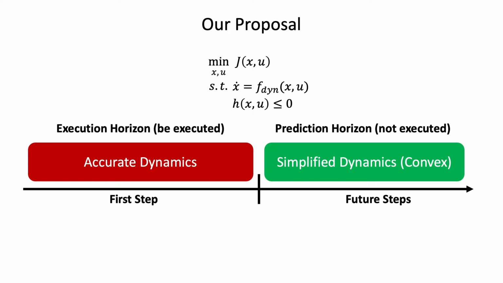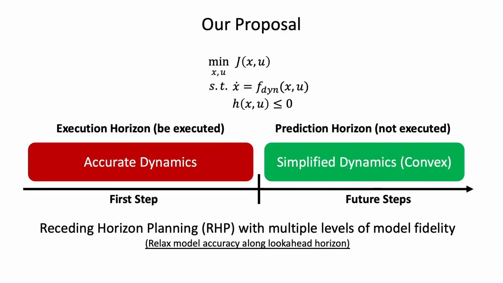Although the execution horizon needs to be planned with an accurate model to ensure the motion for execution is dynamically consistent, we hypothesize that the prediction horizon can use simplified models to guide the decisions of the execution horizon, which can reduce the overall problem complexity. In particular, we focus on planning centroidal trajectories and we look for valid convex relaxations for the prediction horizon. This results in a novel type of formulation which we call receding horizon planning with multiple levels of model fidelity.